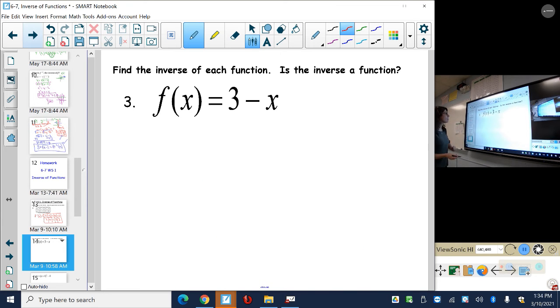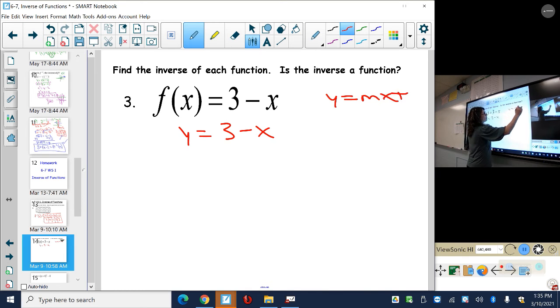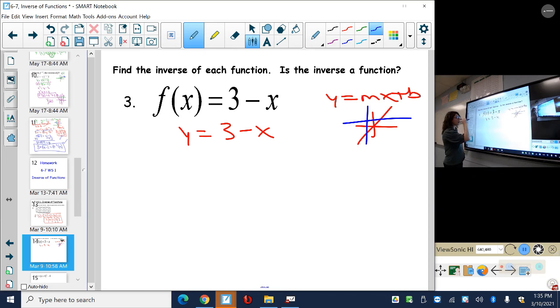Next, number 3, it says find the inverse of each function. Is the inverse a function? So I'm going to replace f of x with y. I know that this is y equals mx plus b. And I know that that looks like this. So yes, it passes the vertical and the horizontal line test, so I can go ahead and find it.